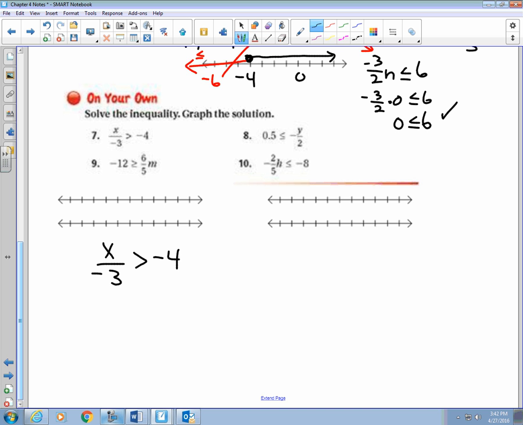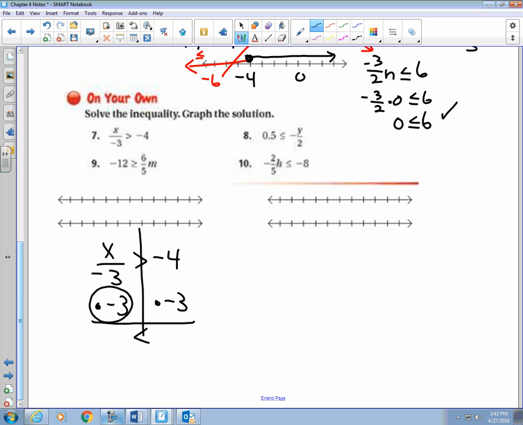All right, I'm going to divide my inequality into two parts. I see that my x is being divided by a negative number, so I'm going to multiply by -3 to cancel them out. So I'm going to multiply by -3 on both sides. Multiplying by a negative tells me right away that I need to flip my inequality symbol.